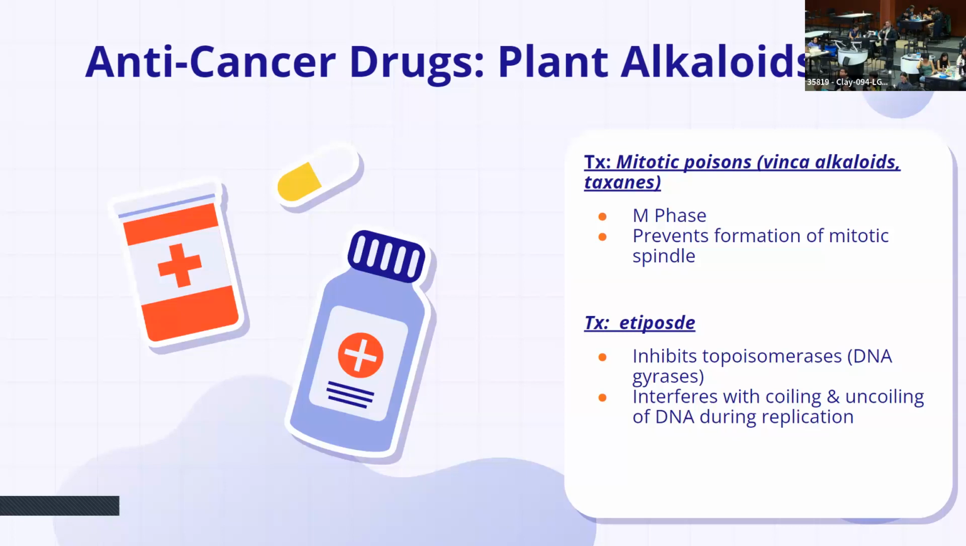And I don't know how to pronounce the second drug on screen, but what it's doing is it's inhibiting DNA gyrase, and as a result, it's interfering with the coiling and uncoiling of DNA during replication. And if you don't get DNA being coiled and uncoiled, you're obviously going to cause issues with your DNA, and so therefore you can't have that replication of DNA.